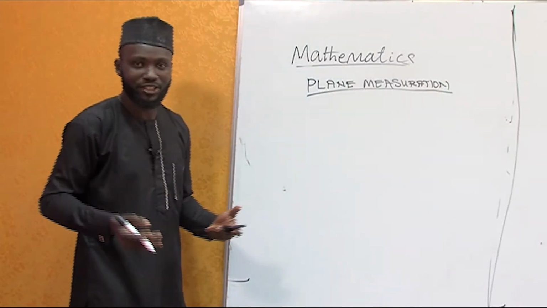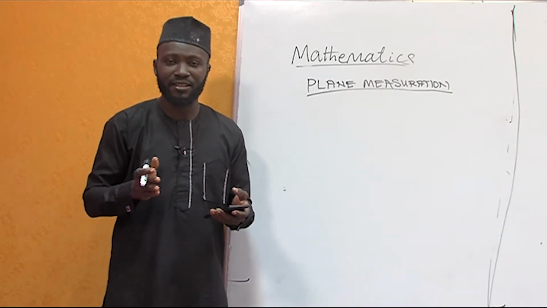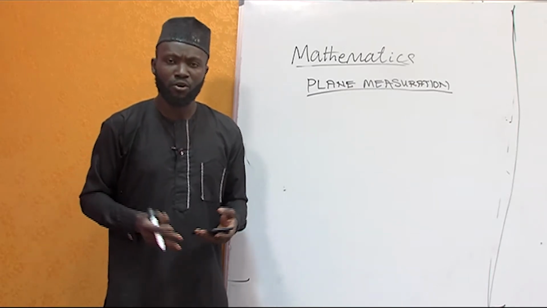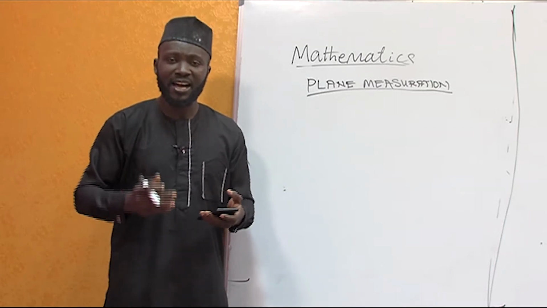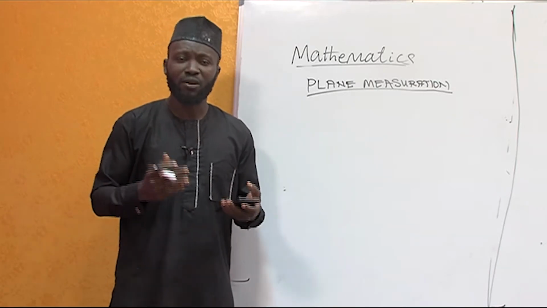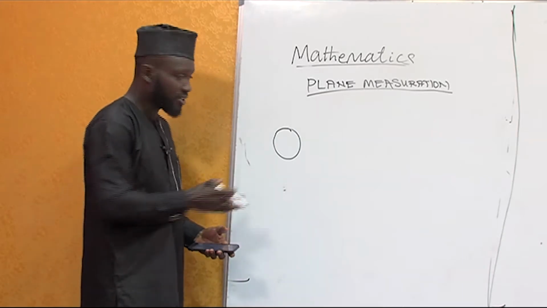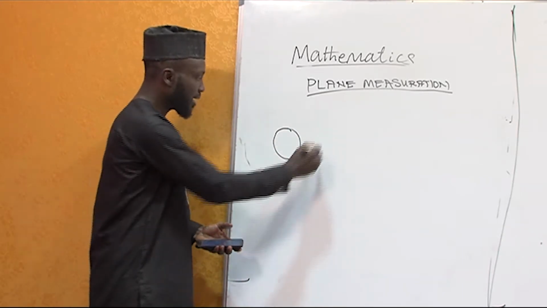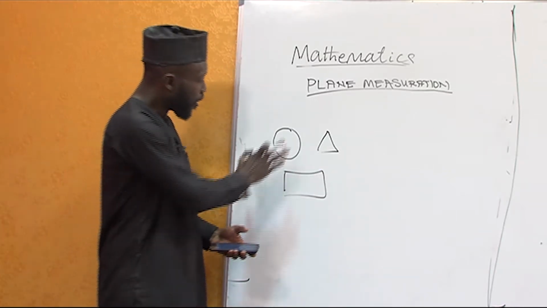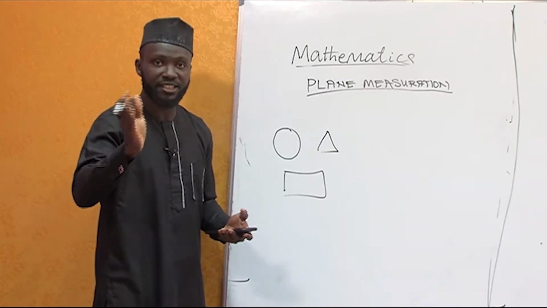What is plane mensuration? Plane mensuration is that aspect of mathematics that deals with finding the perimeter and the areas of any plane shapes. What are plane shapes? Plane shapes are shapes without any depth. For example, if we have a circle, you see that this circle doesn't have a depth. We have a triangle, we have a rectangle, etc. All these shapes, they don't have what? A depth, and that is what we call plane shapes.